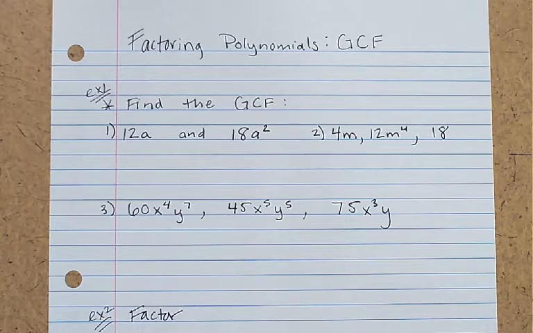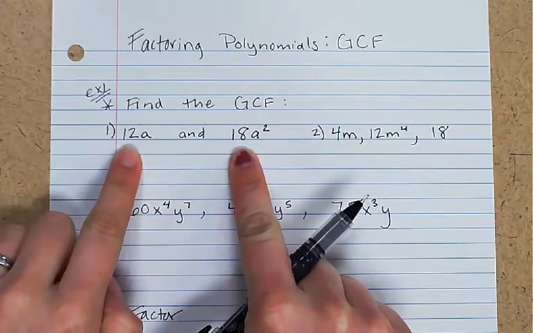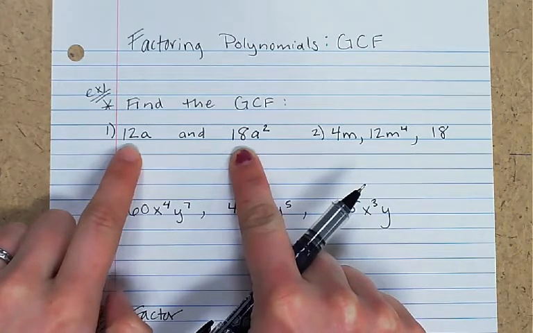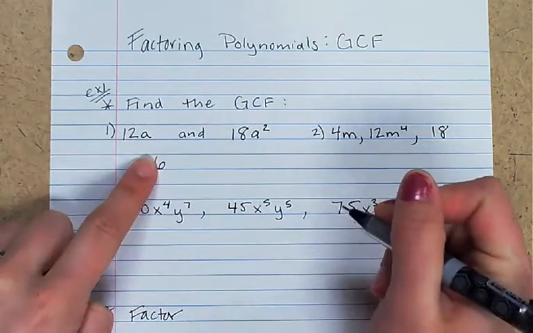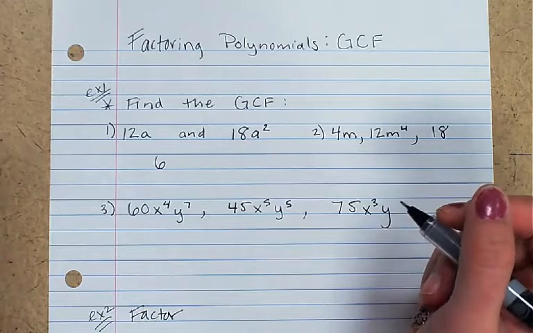When you're finding the greatest common factor, the first thing you have to do is just worry about the numbers. What's the biggest number that I could divide out of 12 and 18 and keep it a whole number? That would be 6. 12 divided by 6 is 2, and 18 divided by 6 is 3. So we can divide out a 6 out of both of those.